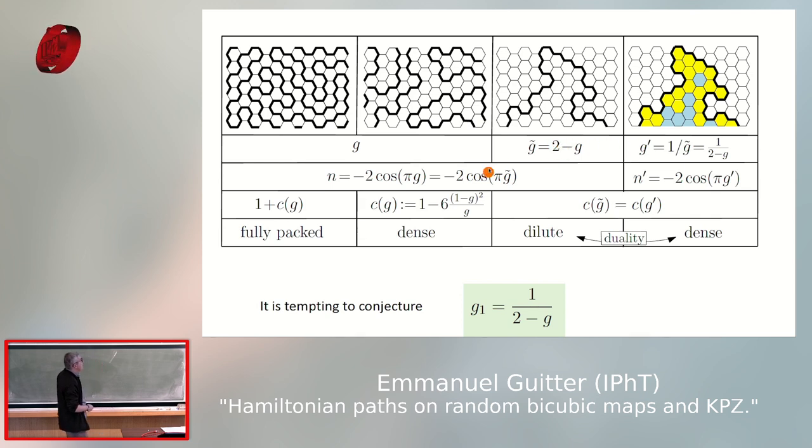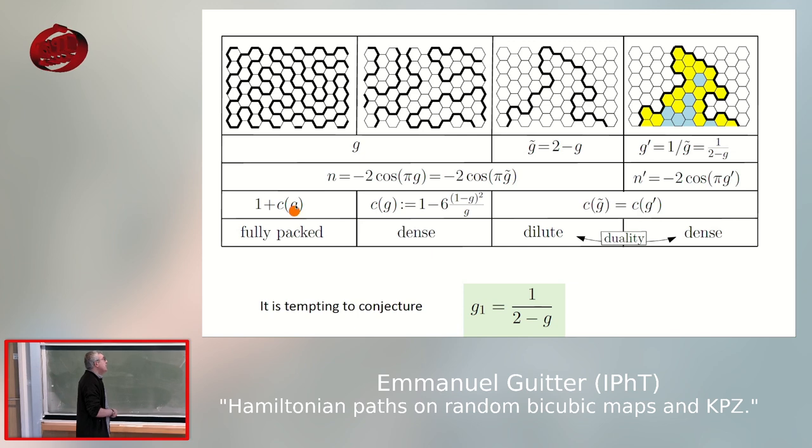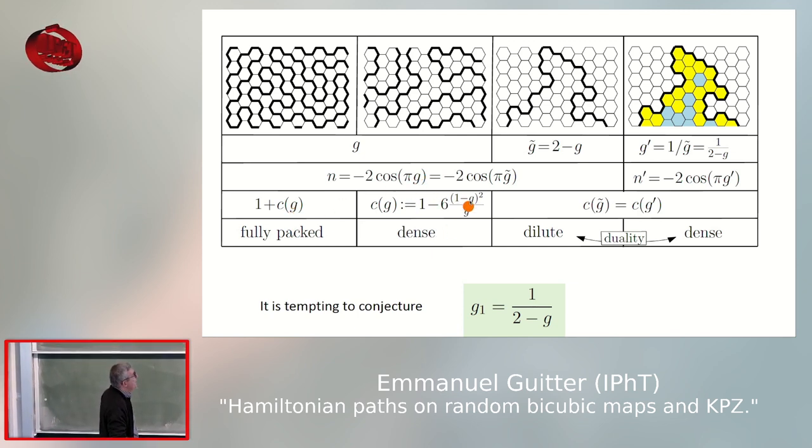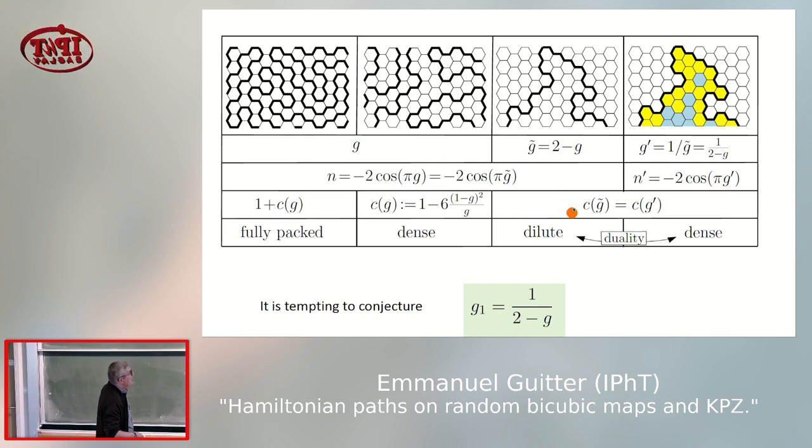Okay, the central charge is given by this for the dense model, it's 1 plus this for the fully packed model, and for the dilute model it is given by the same formula here, but with g replaced by g tilde, okay? So it's a different central charge. And what we see here, this 1 over 2 minus g, is that you can get it from this by simply taking 1 over g tilde. It's 1 over 2 minus g, so it's a different value of n, but it's the same central charge as the dilute phase. And this transformation, which sends g into 1 over g, is simply a duality, which transforms a dilute problem into a dense problem.